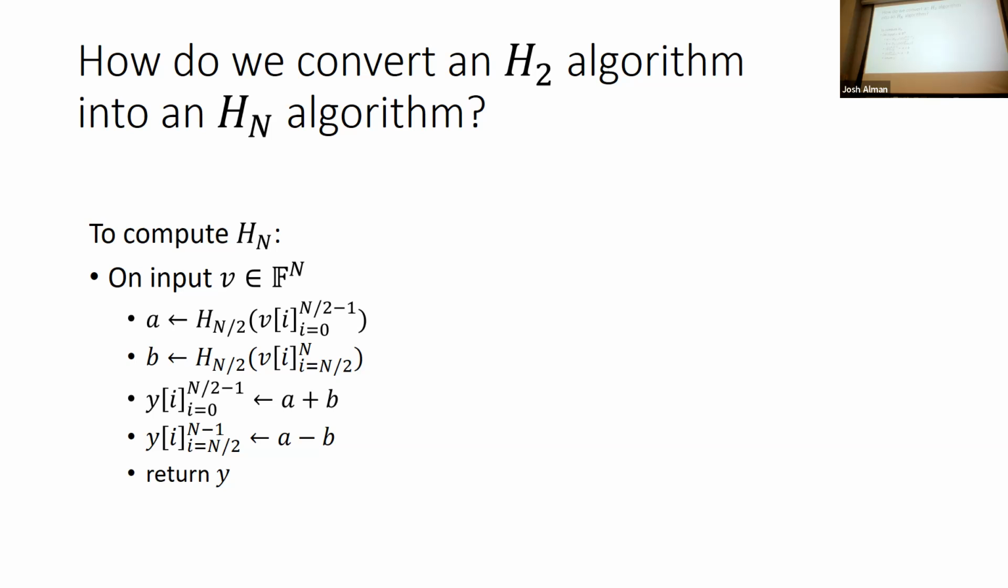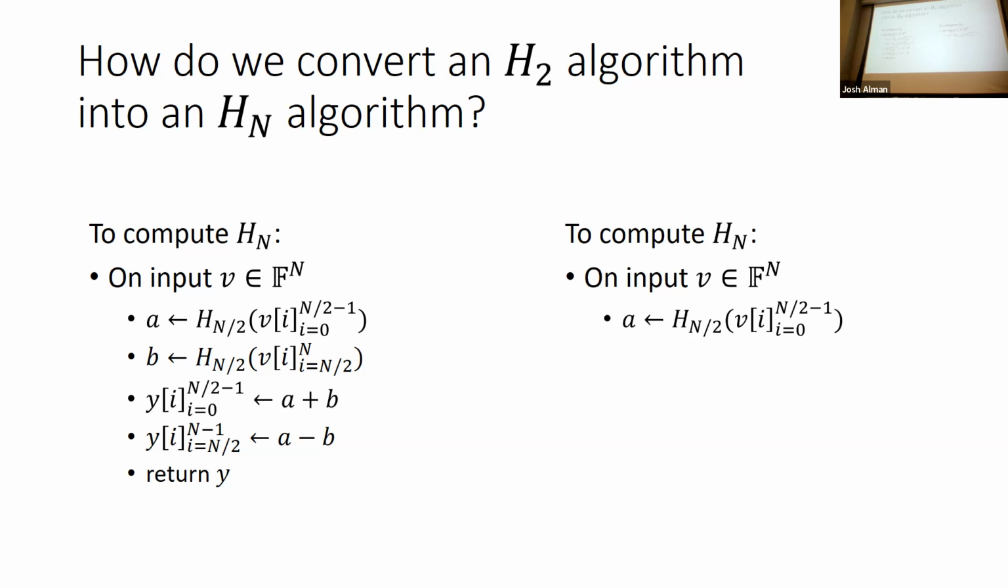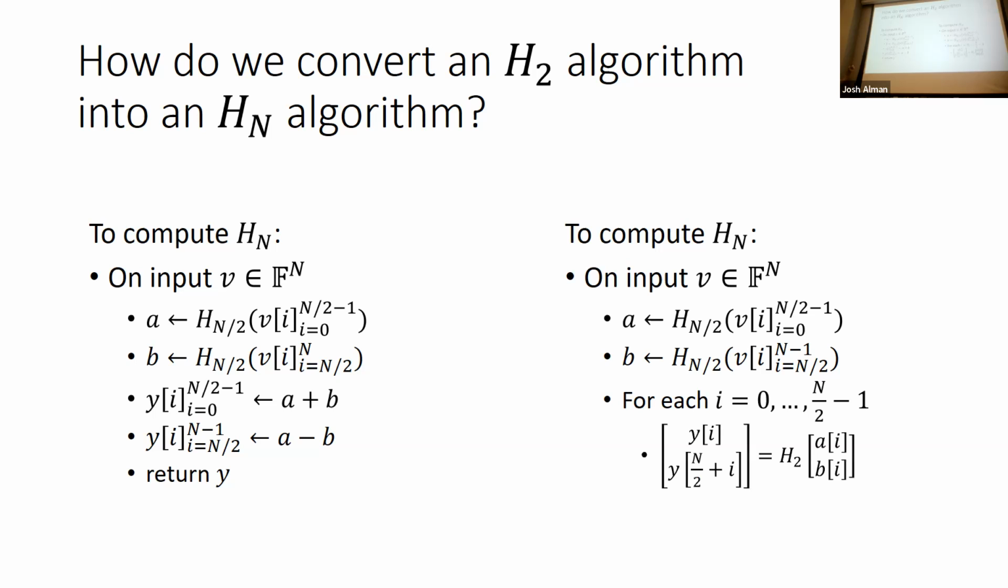I want to rewrite it again in a slightly more suggestive way. To compute Hn on input v, I'll still compute those 2 recursive calls. And then for the combining at the end, it's equivalent to this: for each i between 0 and n over 2 minus 1, the ith and n over 2 plus ith output entries are the 2 by 2 Walsh-Hadamard transform times the vector of the ith entry of a and the ith entry of b. Here we're doing a plus b and a minus b, which is exactly the 2 by 2 Hadamard transform, and then outputting y at the end.